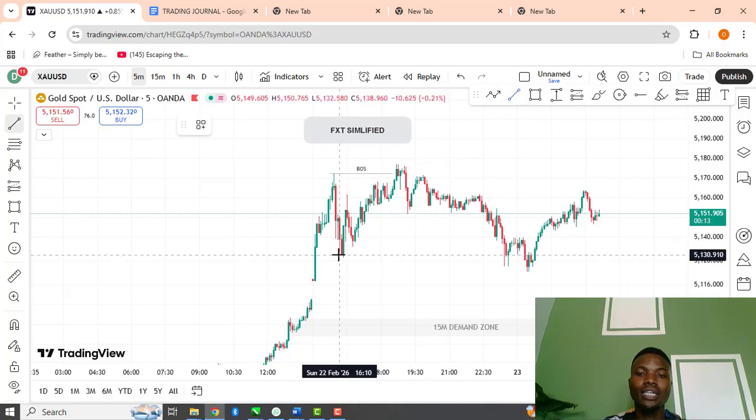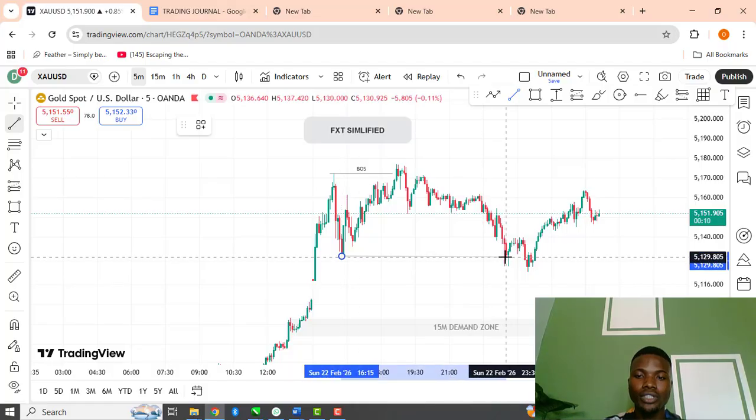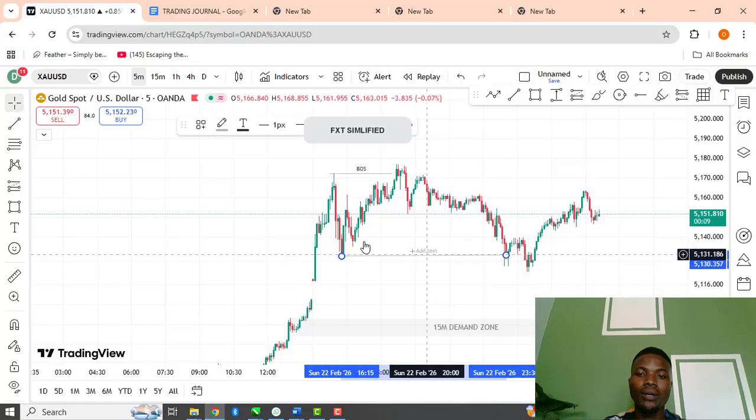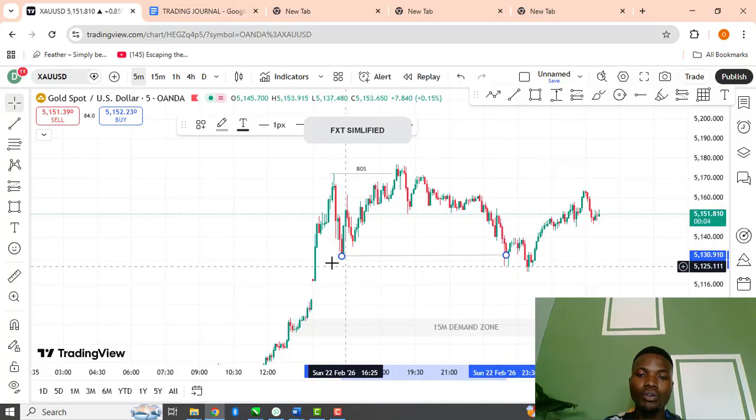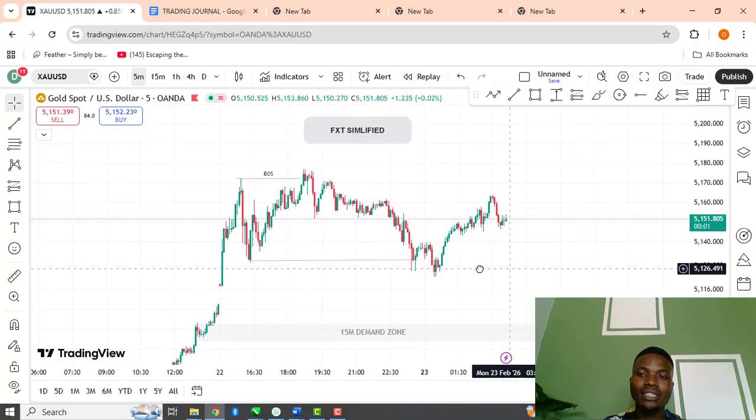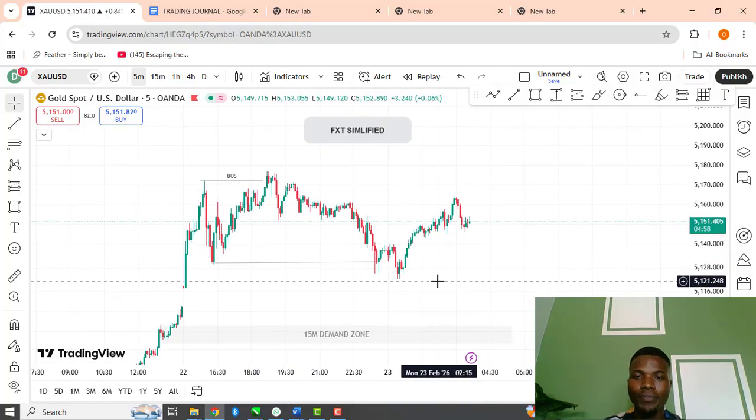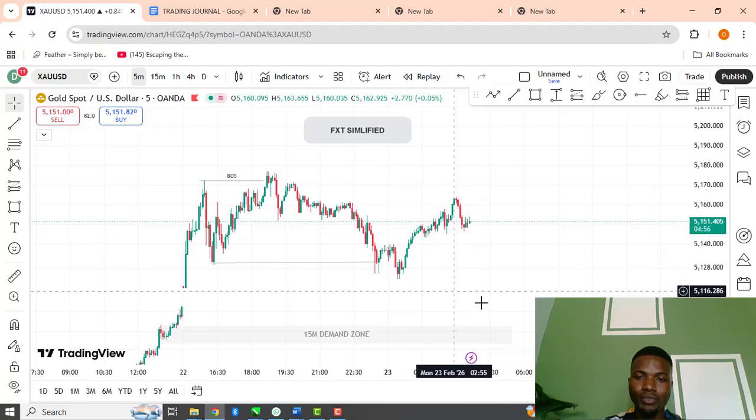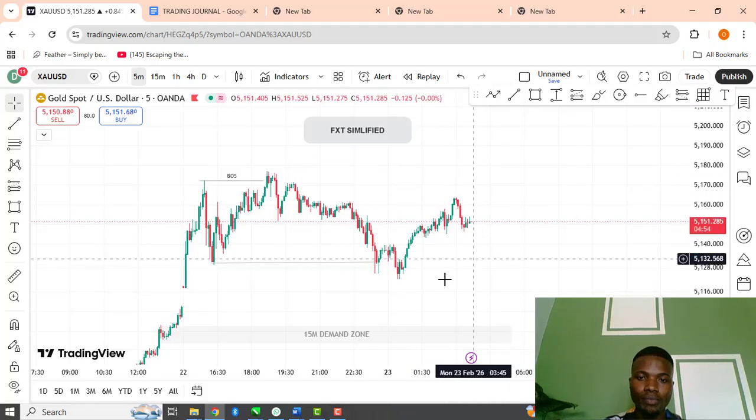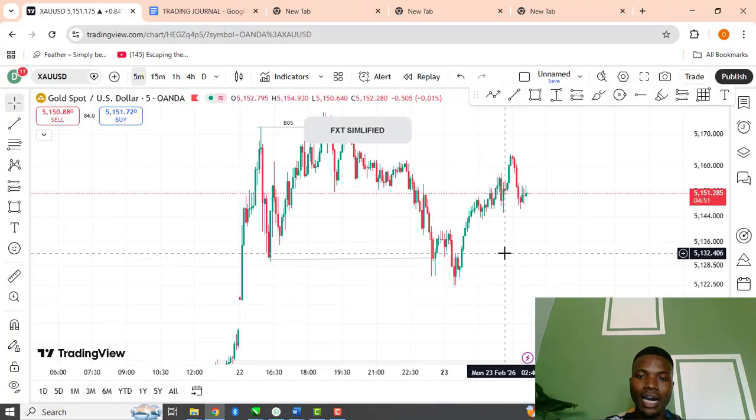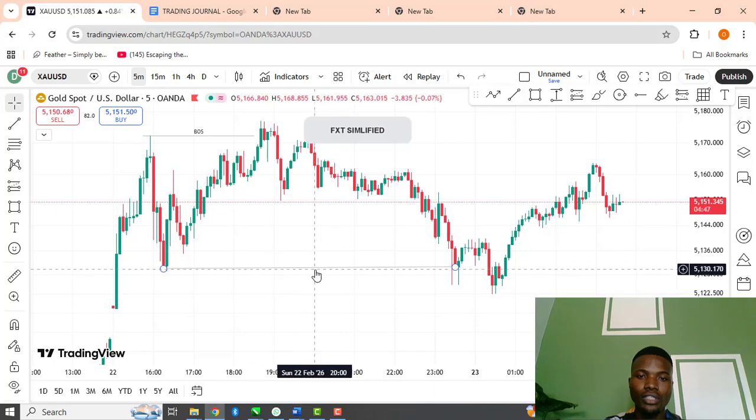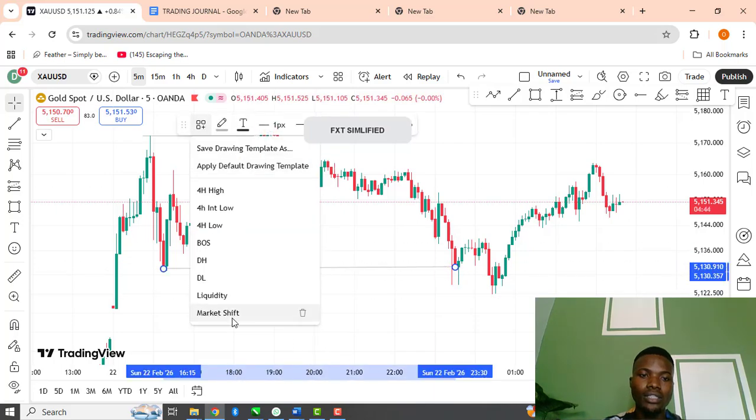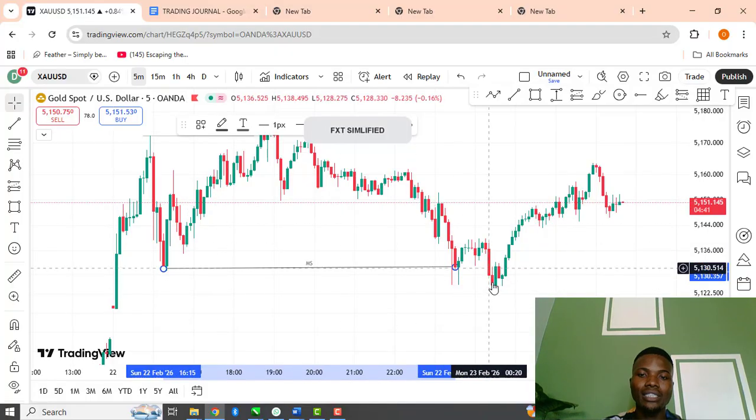So it means that if price is going to shift bearish, if price is going to sell downward, we know that price has actually gone all the way below the previous low. It means that price is going to sell downward anytime soon before it continues the upward movement. So right now, this level here is our market shift, because price has actually gone below the previous higher low.